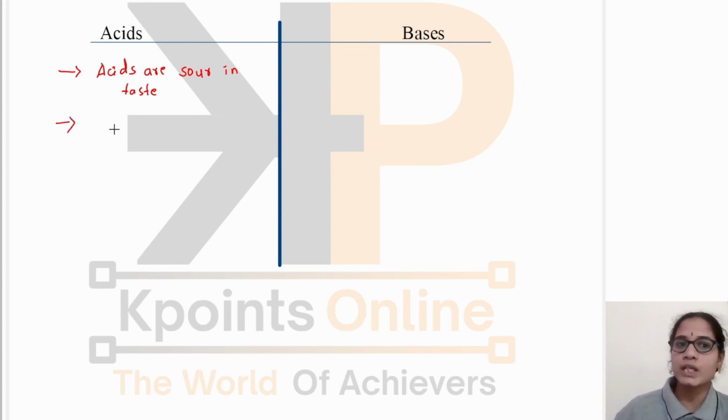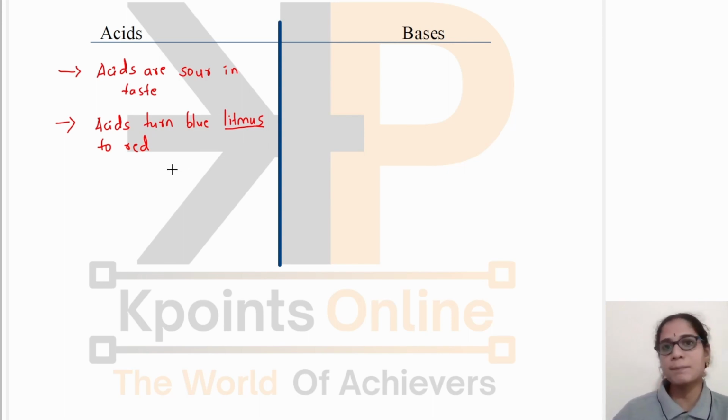Then what about the color change when litmus paper is dipped in the acidic solution? Acids turn blue litmus to red. Here litmus is an indicator which is used to test the presence of acid or base. If you take the litmus paper, that is blue litmus paper, and dip it in the acidic solution, what happens? It will turn to red color. This indicates that a given solution is an acidic solution.